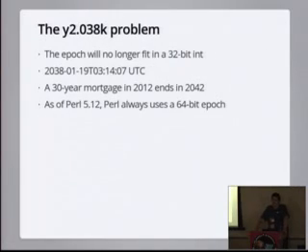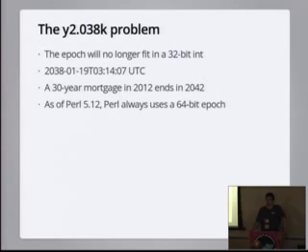So here's another problem we have. It's the Y2038K problem. Although actually, with most Perl, if you're using modern Perl, it's less of a problem. The Unix epoch will no longer fit into a 32-bit integer as of this time in 2038. You might think, well, that's quite a ways in the future, but actually it could bite you now if you're calculating 30-year mortgages or things like that that involve looking at future dates.